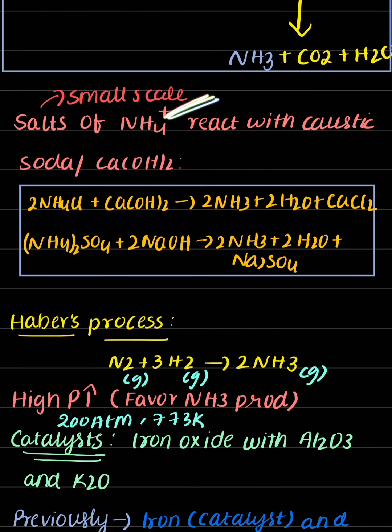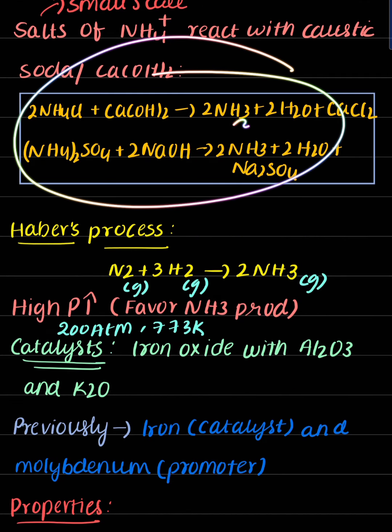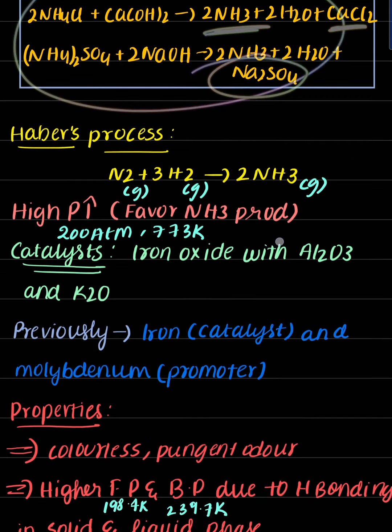On a small scale, it's formed when caustic soda and Ca(OH)2 react with ammonium salts like ammonium sulfate, ammonium chloride. You can see these two reactions here. You get ammonia, you get CaCl2, or in this case Na2SO4.